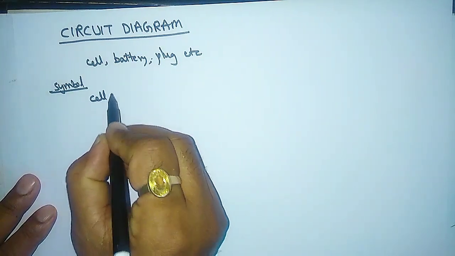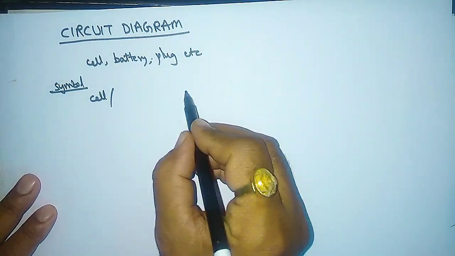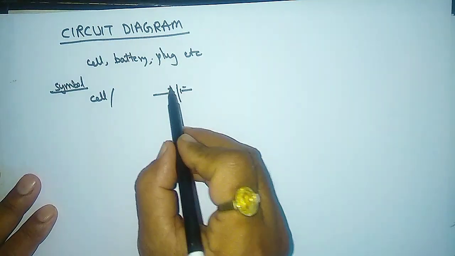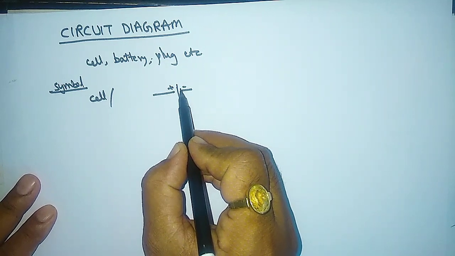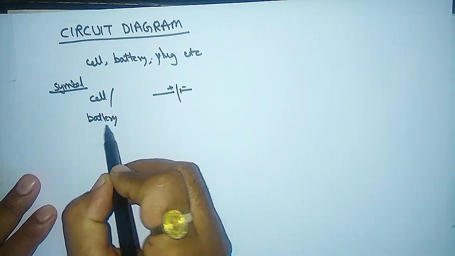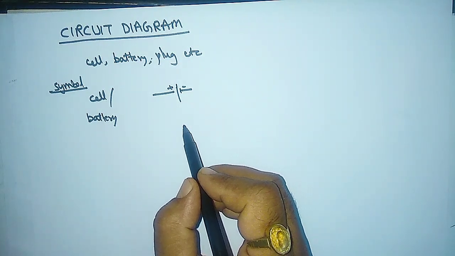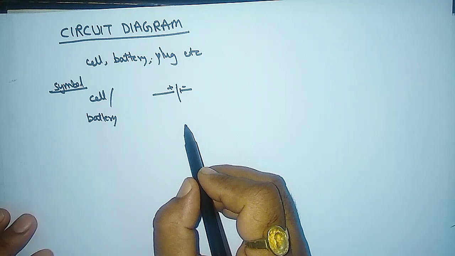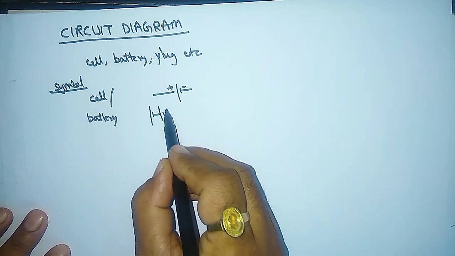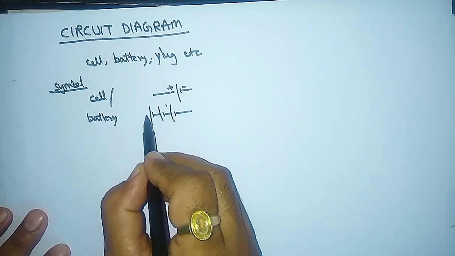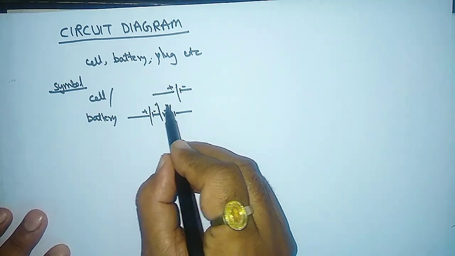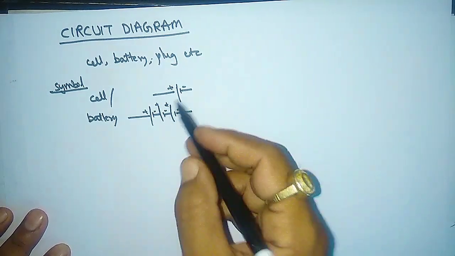C is cell or battery. A cell is represented like this, plus minus. Plus means the higher potential and minus means the lower potential. Okay, a battery is the combination of cells, meaning where we add more than one cell, it is called a battery. The battery can be represented like this. This is the symbol. I am adding three cells here, plus minus and plus minus. Okay, so this is the battery.